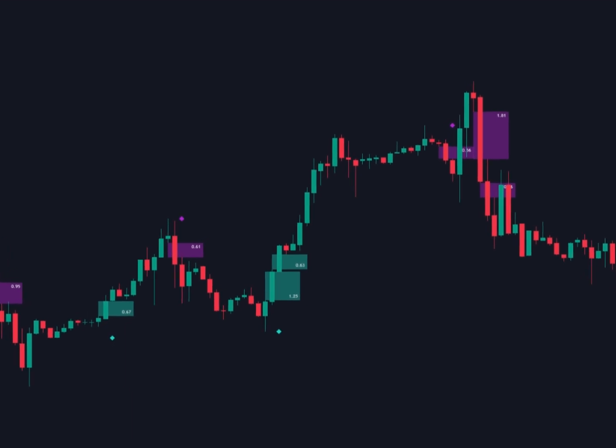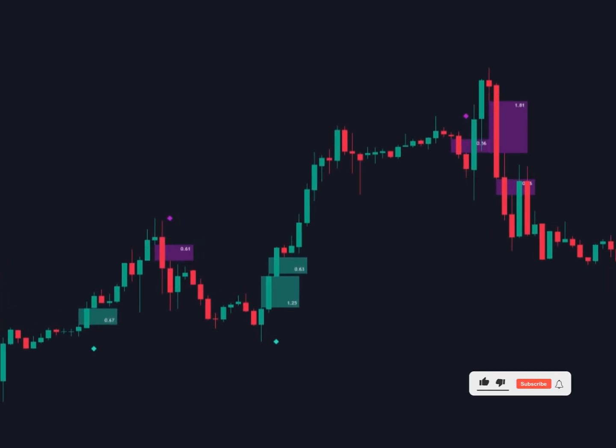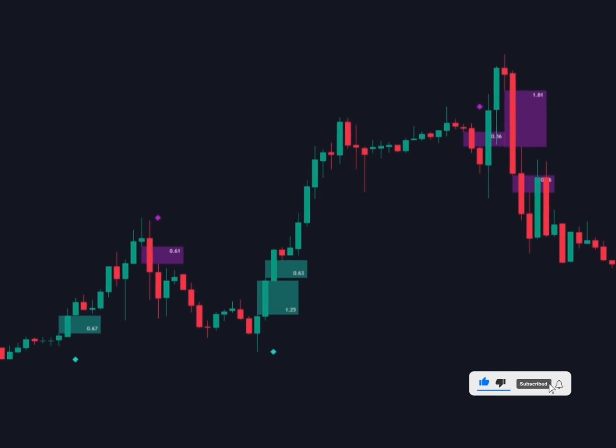In this strategy, we are going to use value gaps in the market to give us entries into some great trades. Let's take a look.